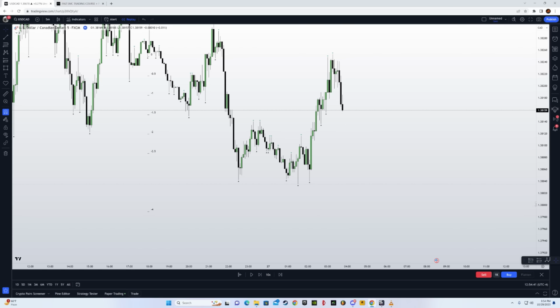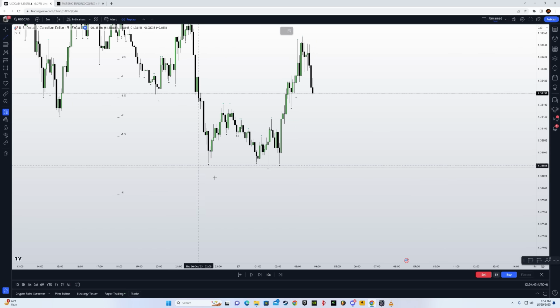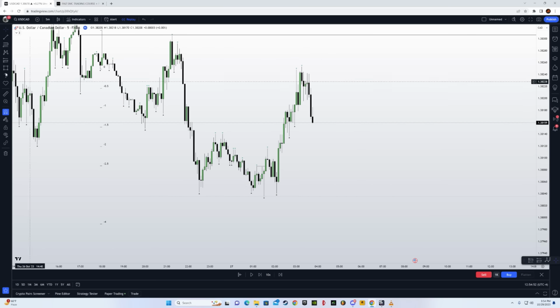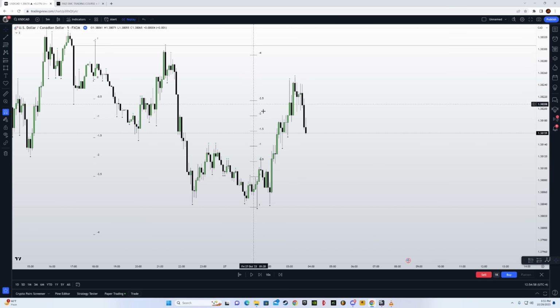Now, from here onwards, what we are looking for is a market structure shift, right? Over here, you can see we took out this liquidity, and after that, we had a market structure shift right around here. Once you have the market structure shift, you simply use your Fibonacci from the low to the high to project your take profit level. In this case, it would be -2 and -2.5. Your entry could have been from this fair value gap or the order block here.